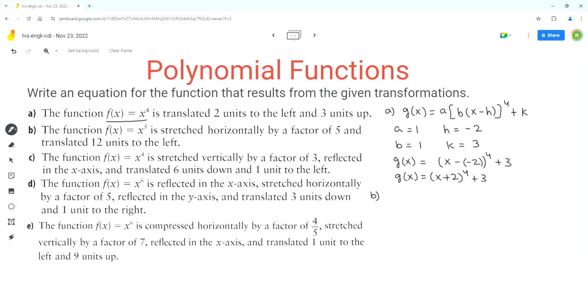The function f at x equals x to the power 5 is stretched horizontally by a factor of 5 and translated 12 units to the left. So the given function f at x is a quintic function. Let's start by writing the general transformed equation.